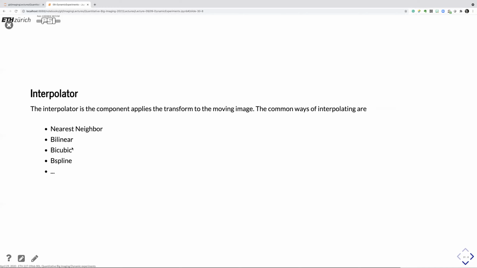And shearing was another one. Then there is the interpolator. We have different kinds depending on how much time you want to spend on it. Nearest neighbor is a pretty simple one, but bilinear or bicubic are probably the most used ones. And if you want to really do it exact, then you can also use the B-spline interpolation.